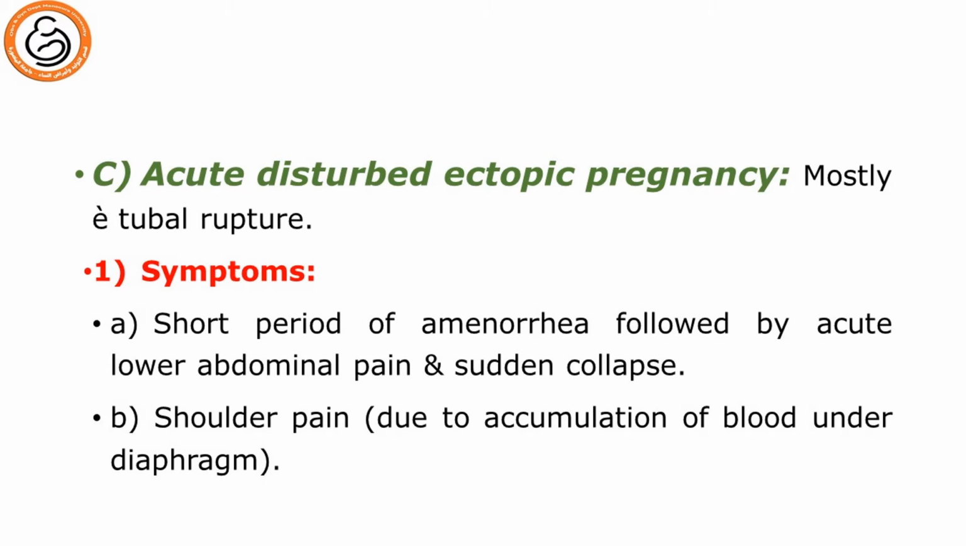For the acute disturbed ectopic pregnancy, mostly with tubal rupture, we will find symptoms related to a short period of amenorrhea followed by acute lower abdominal pain and sudden collapse. Shoulder pain due to accumulation of blood under the diaphragm.